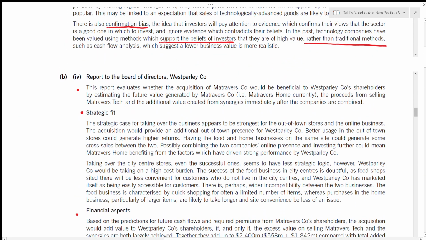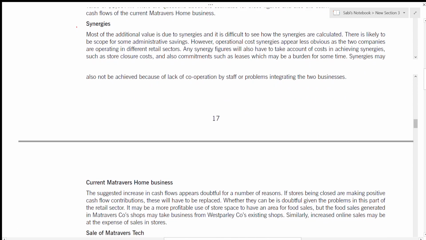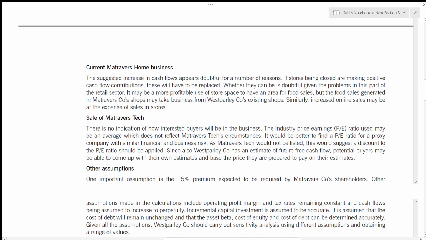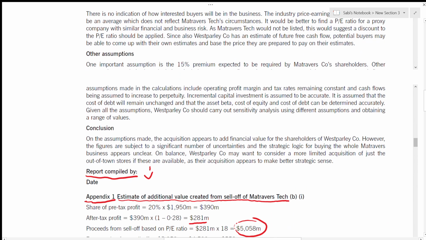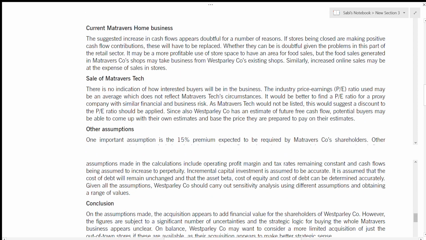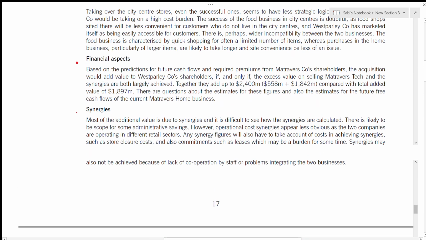Just see the report very clearly. How many headings, subheadings they have used? Strategic fit, financial aspect, synergies, current Matt Trevor's home business, sale of the Matt Trevor's tech, other assumptions, conclusion. You have to include all these headings in your report, right? All these headings you will get from your requirements itself. Okay.